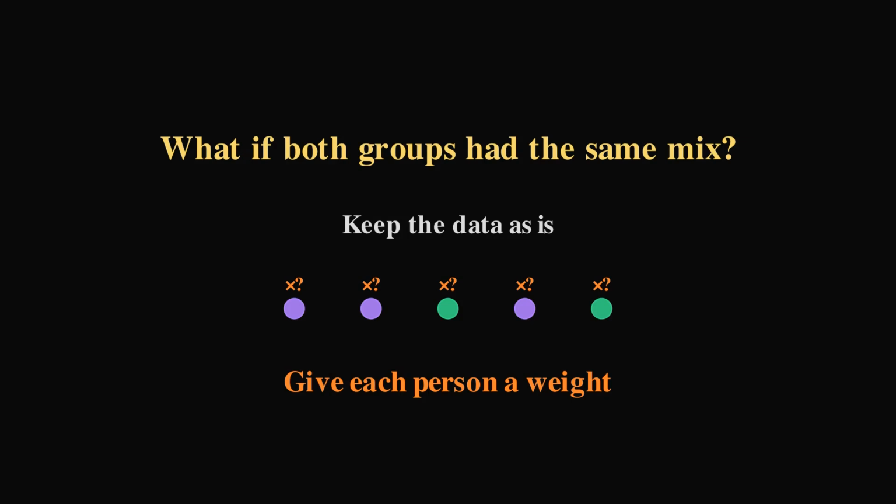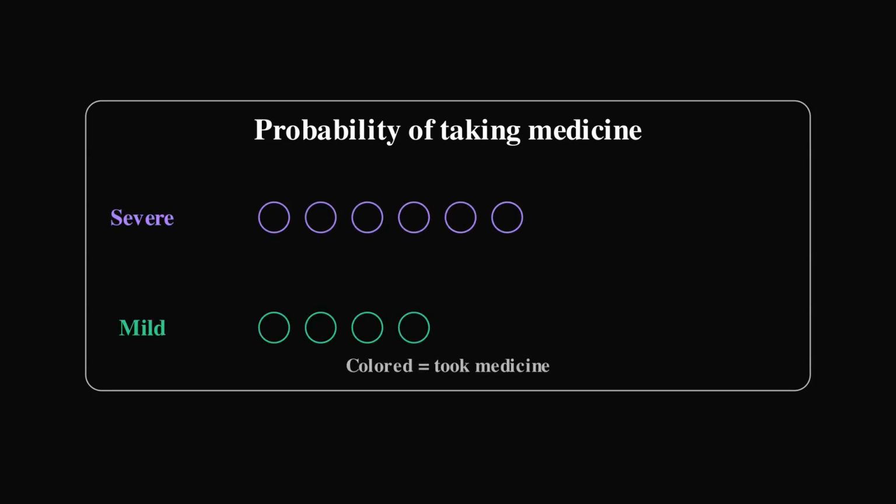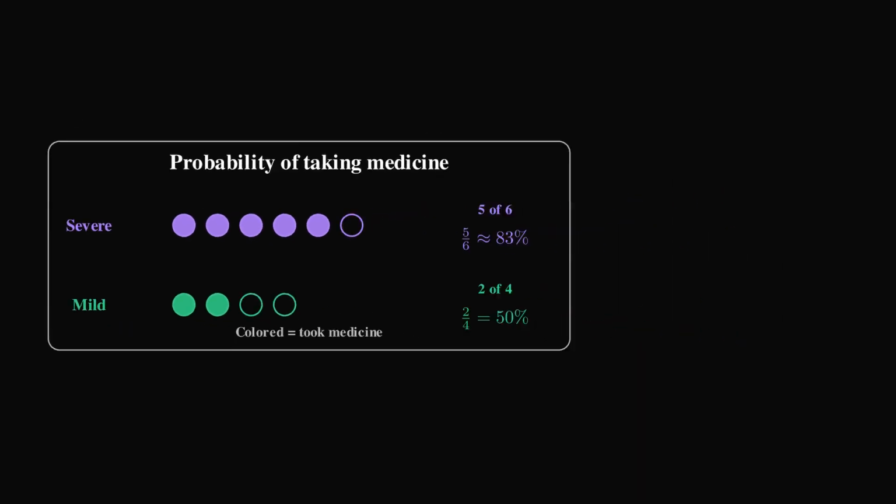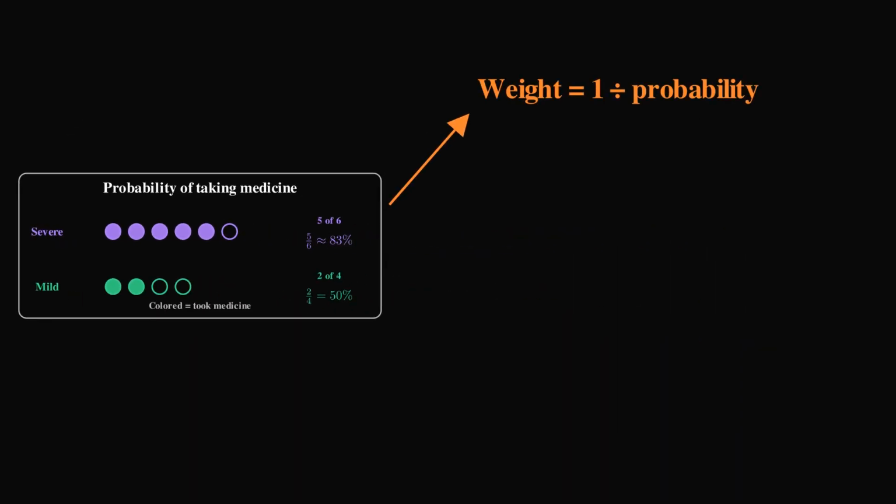First, let's find each patient's probability of taking the medicine. Let's mark each patient with a circle and color in only those who took the medicine. Among the 6 severe patients, 5 took the medicine. So the probability that a severe person takes it is 5 out of 6, about 83%. Among the mild patients, 2 of 4 took it, so that probability is 2 out of 4. That is 50%.